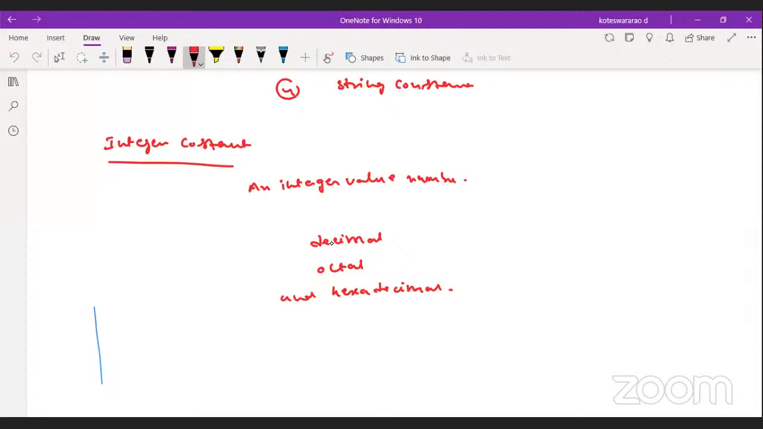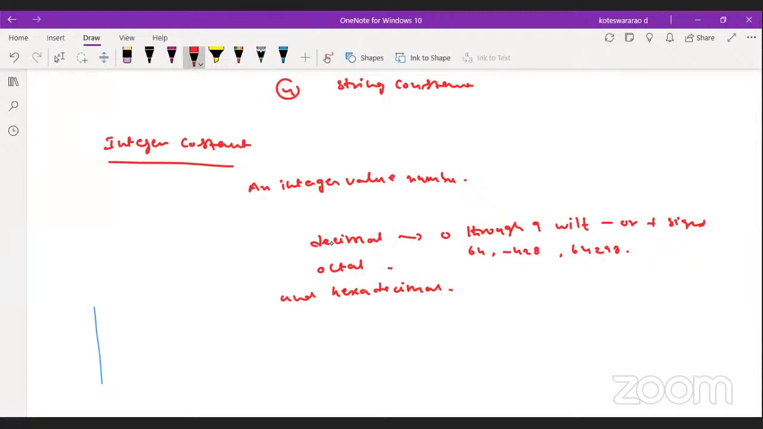Decimal integers consist of a set of digits, that is 0 through 9, with minus or plus signs. For example, 64, minus 428, or 64298, are all examples of decimal integers.